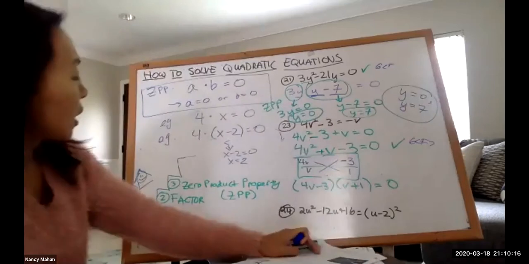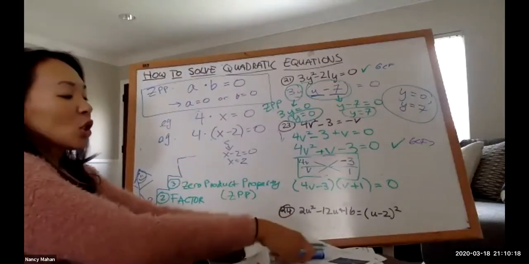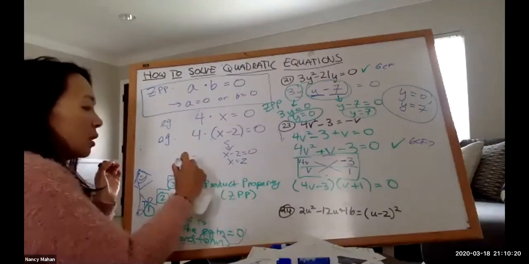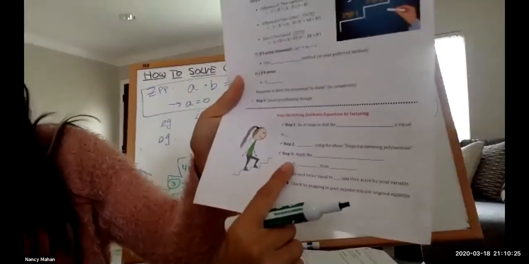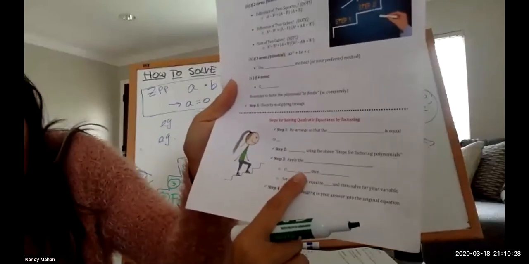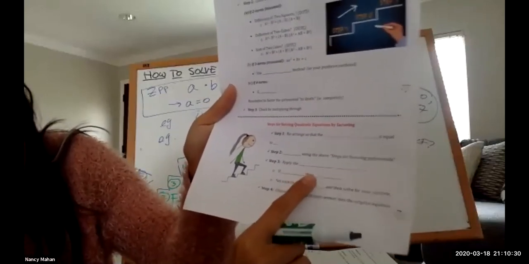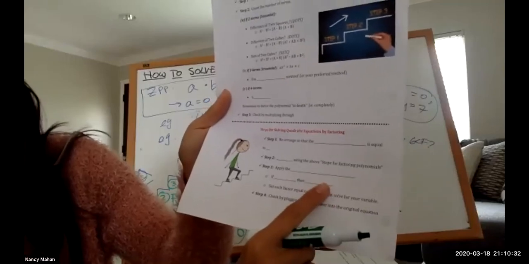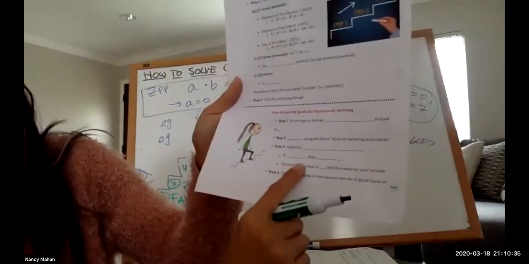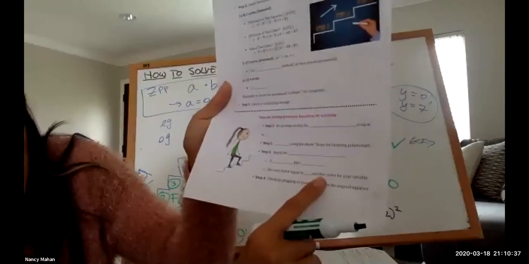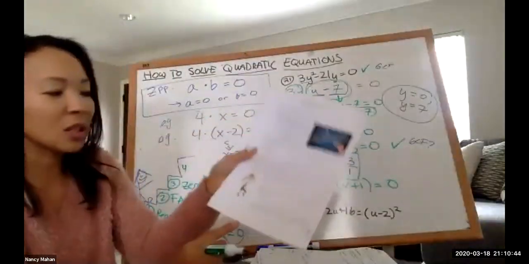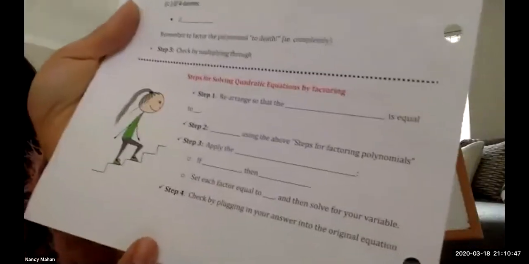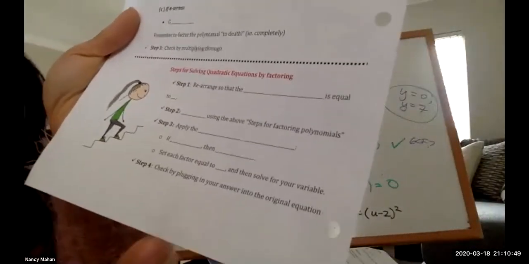And again, like all problems, the last step is to check your work. What I'm going to put here is: if a times b equals 0, then a equals 0 or b equals 0. Set each factor equal to 0 and then solve for your variable. I'll fill this out later and post it so you have the written form, but I'm just saying it to you in words. And then the last step here is to check by plugging your answer into the original equation.